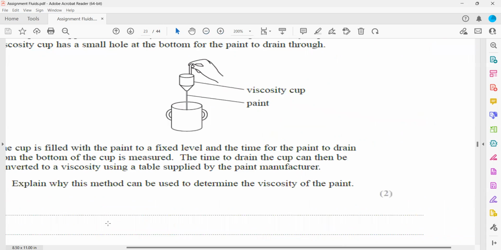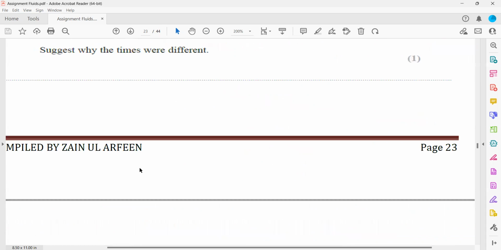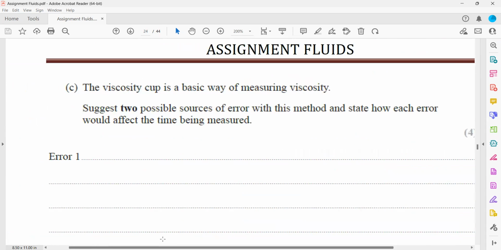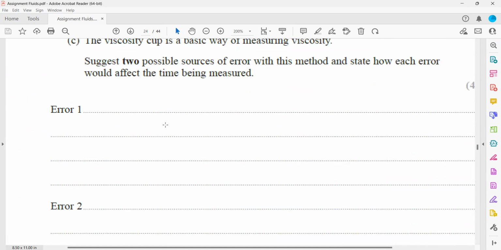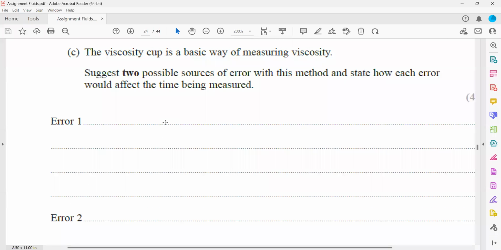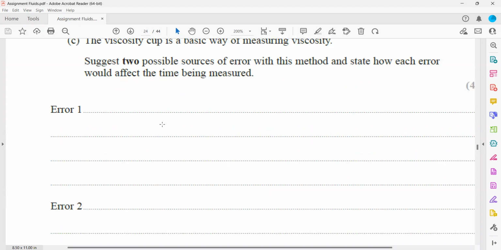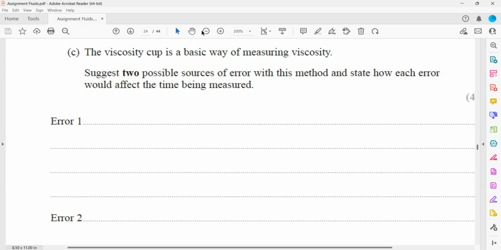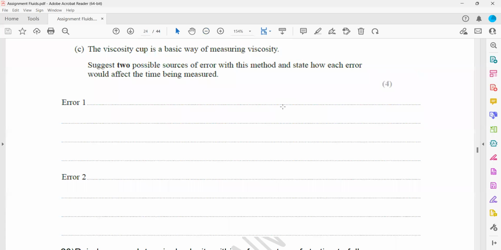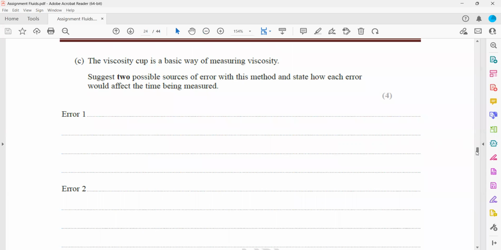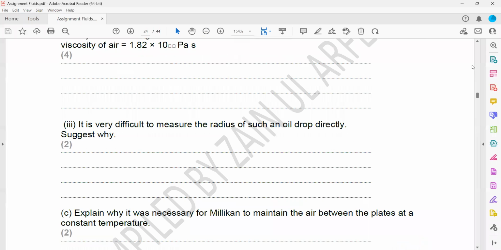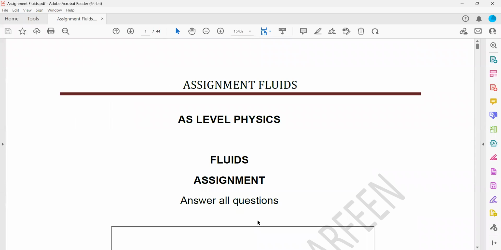So the points you can mention here with reference to the viscosity cup: one point is the reaction time, and the measured time will be more than the actual time. And the second one, the paint might block the hole at the base of the cup. As a result, the time to flow will also increase. So this was the viscosity, the fluids mainly assignment.